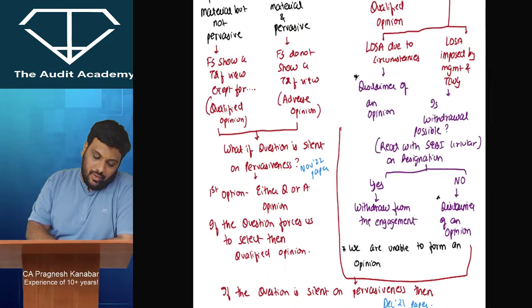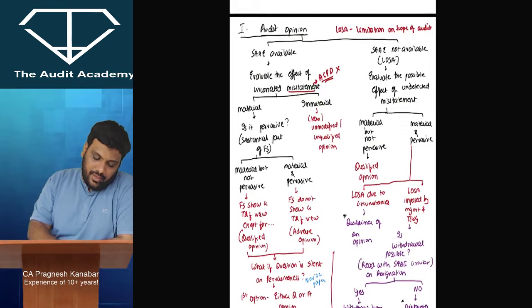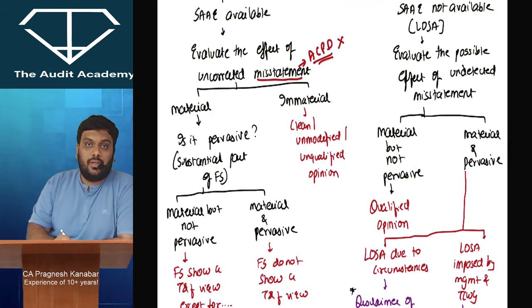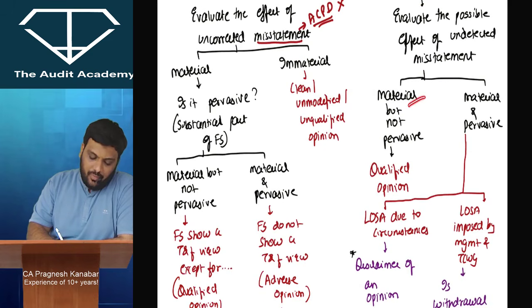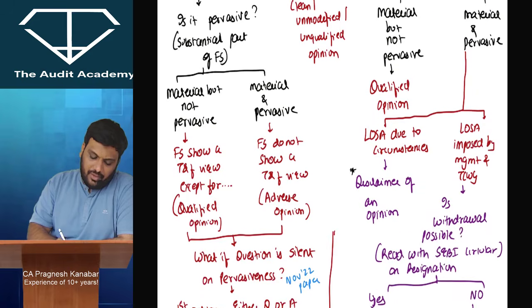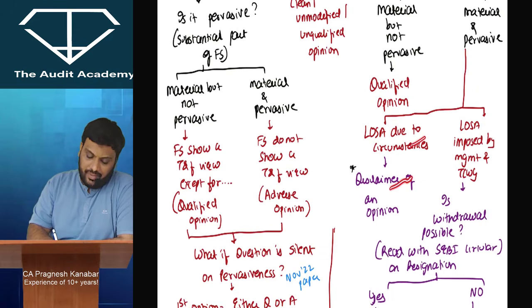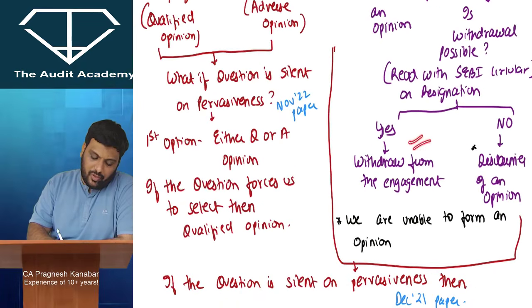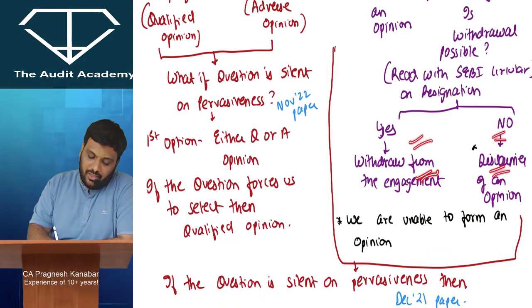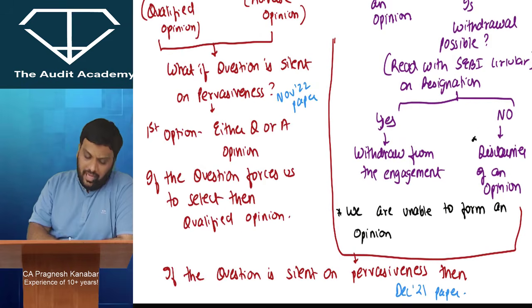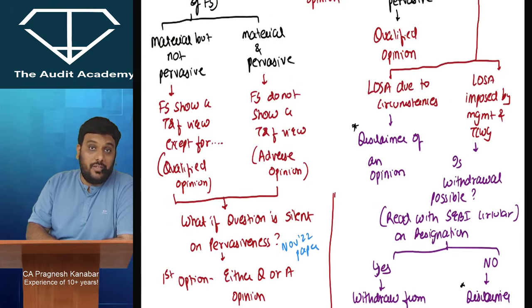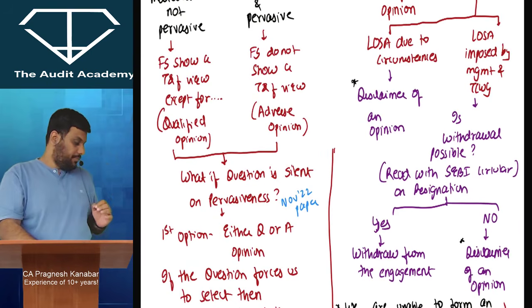So boss, this is how you are going to analyze when sufficient and appropriate audit evidence is not available. LOSA: material but not pervasive, qualified; material and pervasive, then if it is LOSA due to circumstances, then disclaimer. But if it is LOSA imposed by management and those charged with governance, then think about withdrawal. If withdrawal is possible, yes, withdraw from the engagement. If it is not possible, then disclaimer of an opinion. And I have just written the English of disclaimer that we are unable to form an opinion.